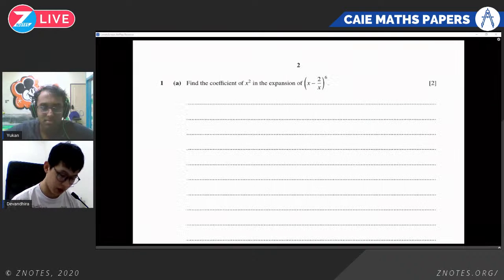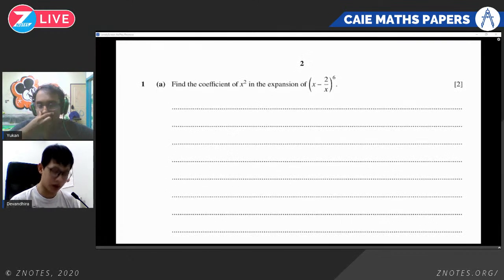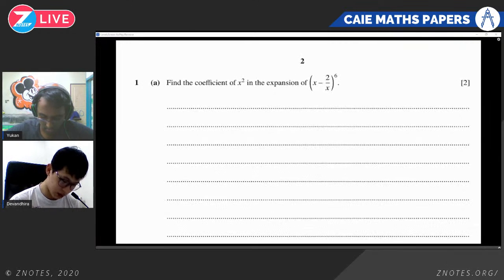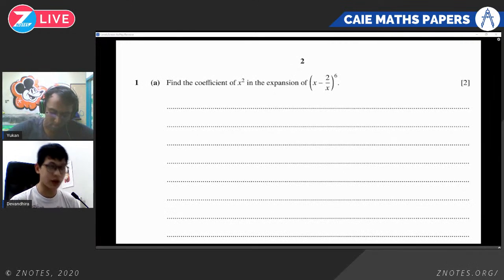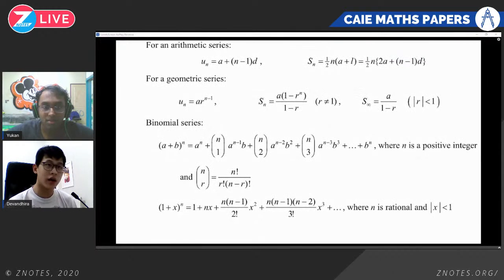Straight to the first question. Find the coefficient of x squared in the expansion of (x minus 2 over x) to the power 6. In this question, we'll be using the binomial theorem, the binomial series, correct? Mm-hmm. So let's remember what the binomial series is. This is where the formula sheet comes in handy if you forget, because it's just right here. Yep, and you can see what the binomial theorem is.